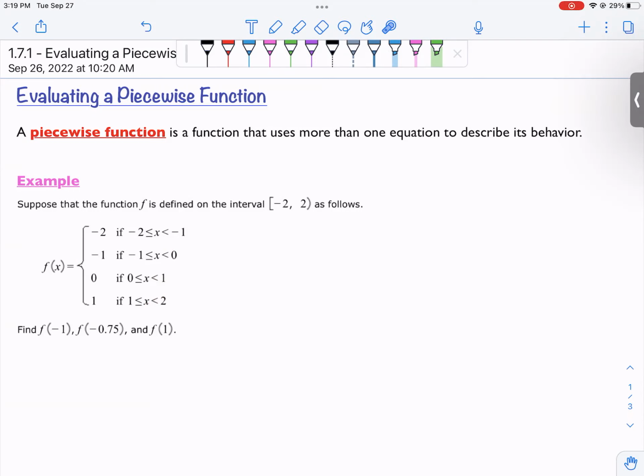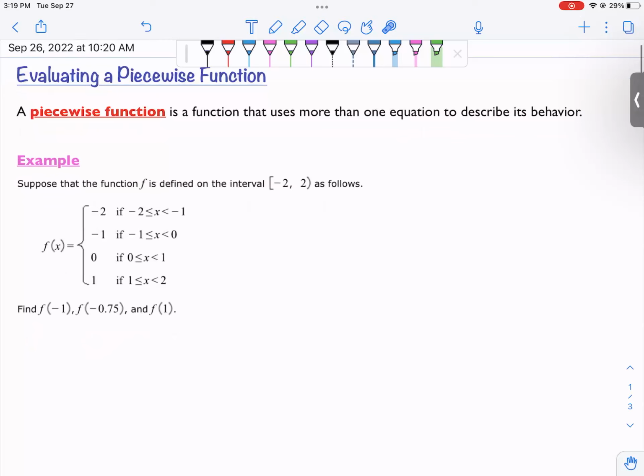So let's do this example. Here we have this piecewise function. It's defined on the interval -2 to 2. We're asked to find f of -1, f of -0.75, and f of 1. So going for f of -1, this is saying that we're looking at the value of the function when x is equal to -1.